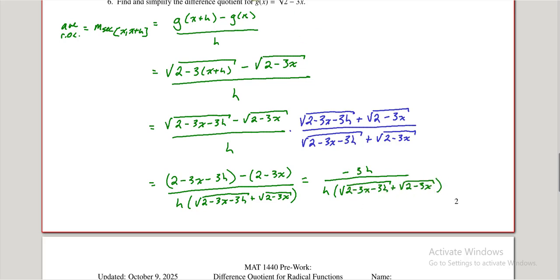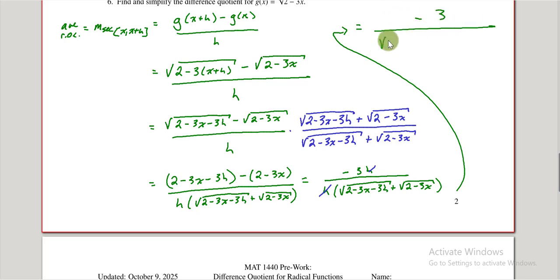And then notice here we can finally at long last divide out those factors of h, and we get as an answer to the problem, negative 3 all over the square root of 2 minus 3x minus 3h plus the square root of 2 minus 3x. There we go.